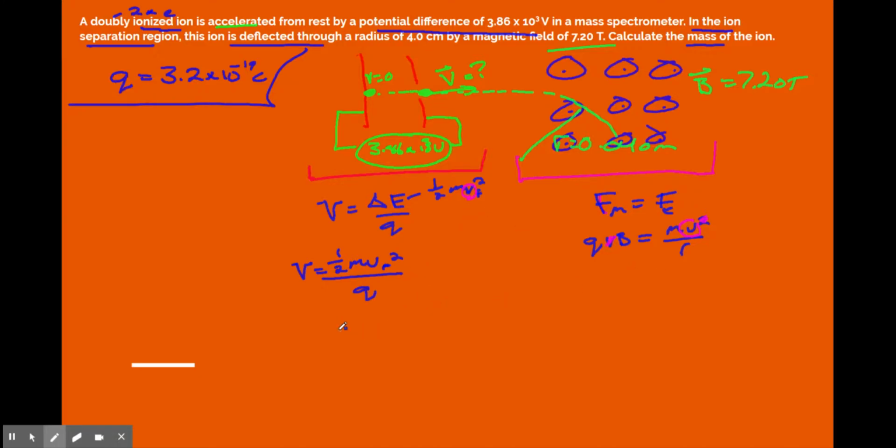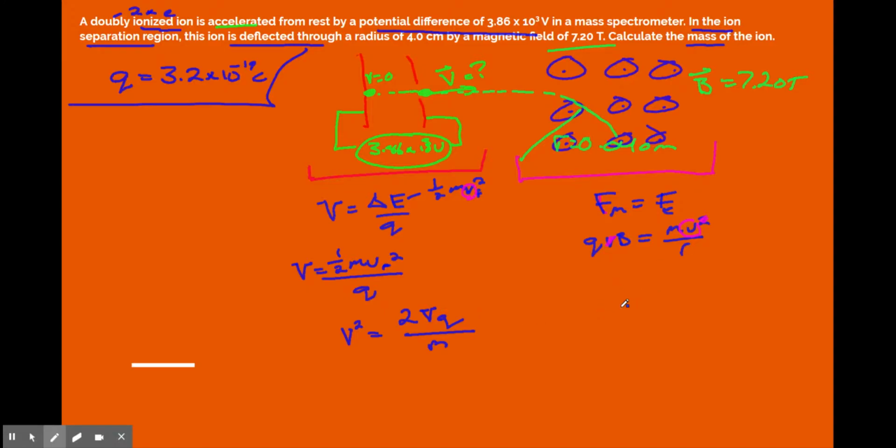So I'm going to write a formula for speed over here. Speed, little v right there. In fact, speed squared is equal to 2 times the voltage times the charge divided by the mass. Check for yourself, but that's the rearranged form of this equation where I rearranged it for speed. Remember, this is lowercase v, this is uppercase V.